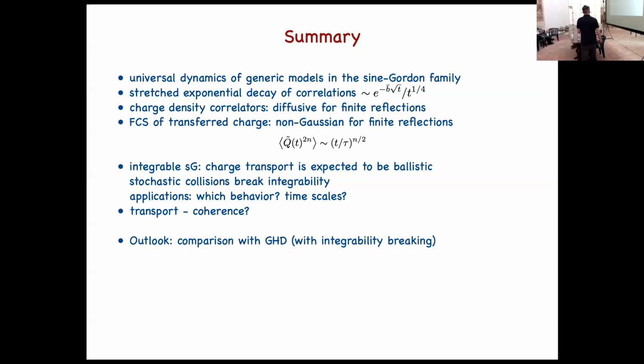And as an outlook, it would be very nice to compare these results with the generalized hydrodynamics framework, which is a hydrodynamics for integrable models, but integrability breaking terms can also be included. There have been a couple of papers already with this, so it would be nice to somehow make the connection with this more intuitive, but less rigorous and less controlled approach.